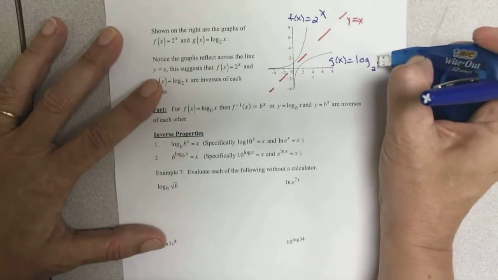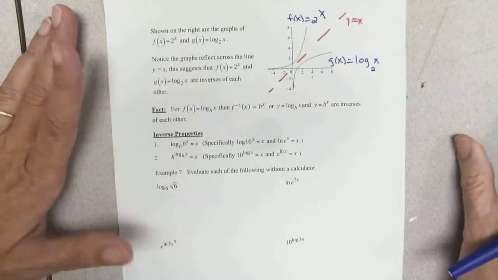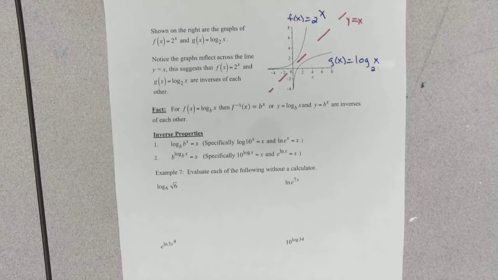Well, one thing we learned long ago was that when graphs reflect across the line y equals x, let me rephrase that. What we learned in 2.6 was that inverse functions had that property. When you graphed a function and its inverse, those graphs would reflect across the line y equals x. So that would imply that 2 to the x and log base 2 of x are inverses of each other. It doesn't prove it, but it implies it.